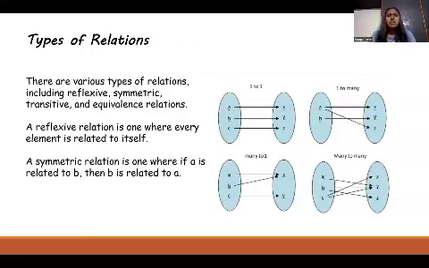Types of relations. There are various types of relations, including reflexive, symmetric, transitive, and equivalence relations. One-to-one, one-to-many, many-to-one, and many-to-many relations. A reflexive relation is one where an element is related to itself. A symmetric relation is one where if A is related to B, then B is related to A.